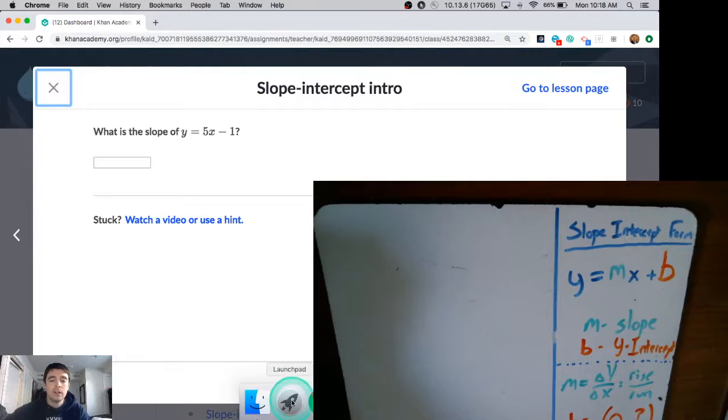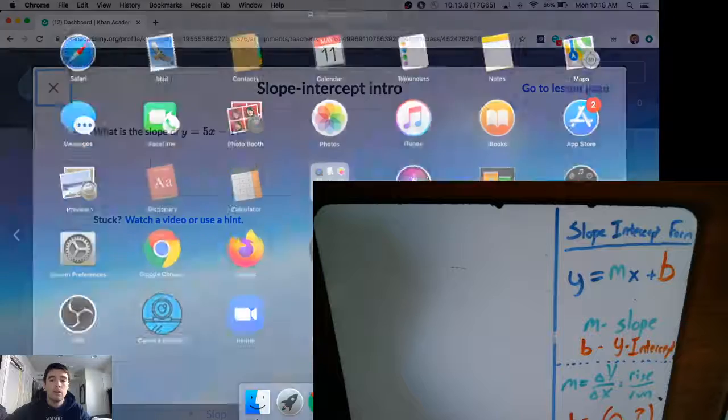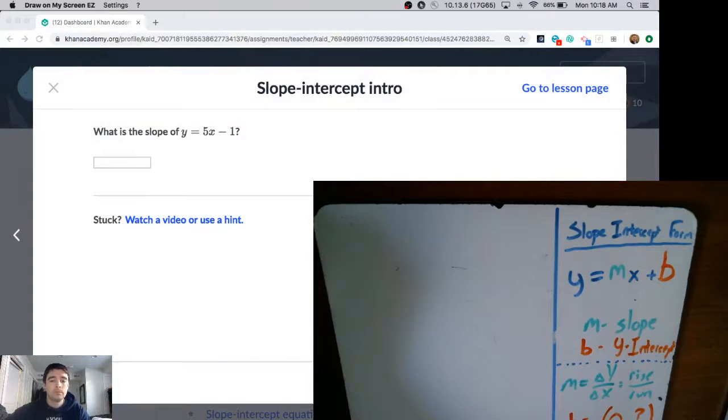In this case, they are asking us to find the slope. So I need to find the number that is multiplied with x. In this case, the 5 that I'm underlining in red here is multiplied with x. And since it's in this y equals mx plus b form, I know the 5 represents the slope.